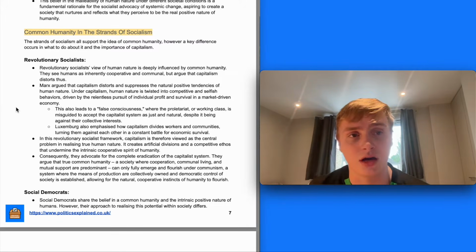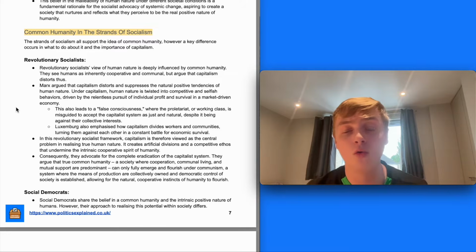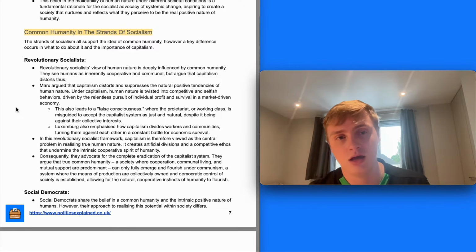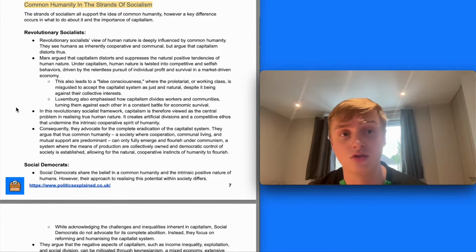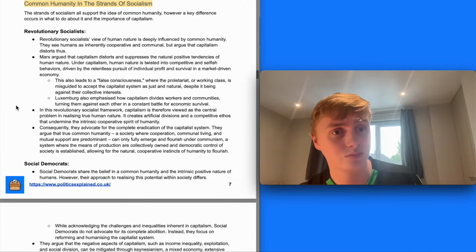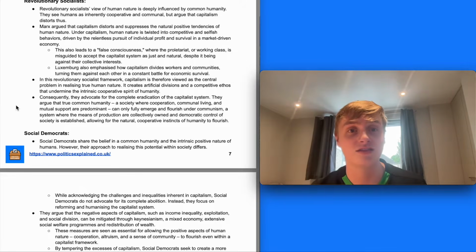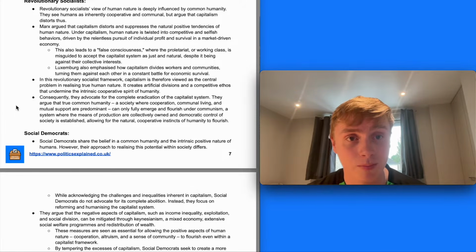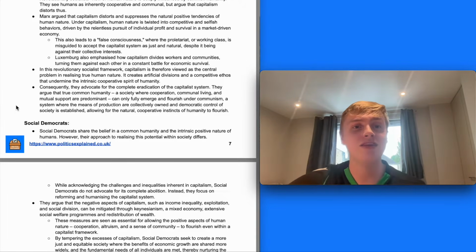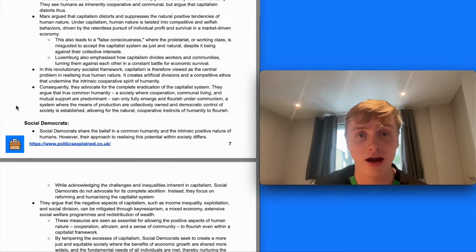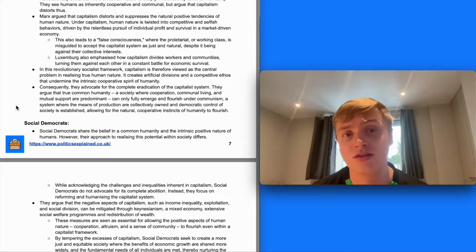Let's have a quick look now at common humanity in the strands of socialism. All strands support common humanity, but a key difference occurs in what to do about it and the importance of capitalism to it. The revolutionary socialist view of human nature is deeply influenced by common humanity. They see humans as inherently cooperative and communal, but argue that capitalism distorts this. Marx argued that capitalism distorts and suppresses the natural positive tendencies of human nature, and under capitalism it's twisted into competitive, selfish behaviours. Crucially, this also leads to a false consciousness, where the proletariat, the working class, is misguided to accept the capitalist system as just and natural, despite it being against their collective interest.